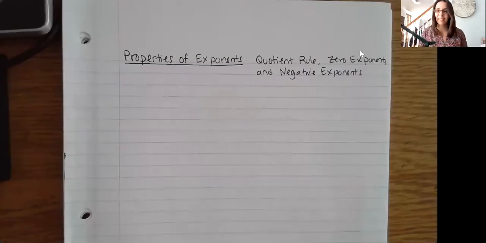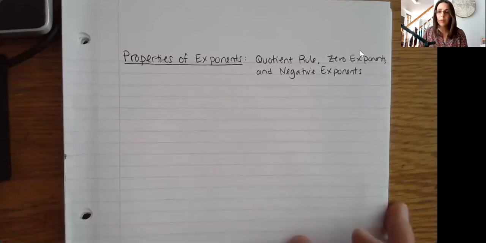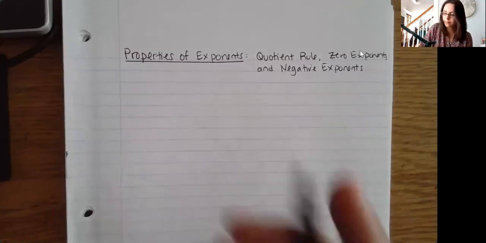Hi everybody, in this video we're going to talk more about the properties of exponents. As I mentioned in a previous video, there's quite a few of them. So in this video we're going to talk specifically about division. We're going to look at the quotient rule, and then we're also going to look at what happens when you have an exponent that is 0 or a negative exponent. So let's start with division in the quotient rule first.